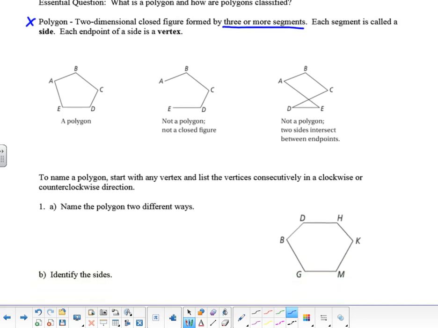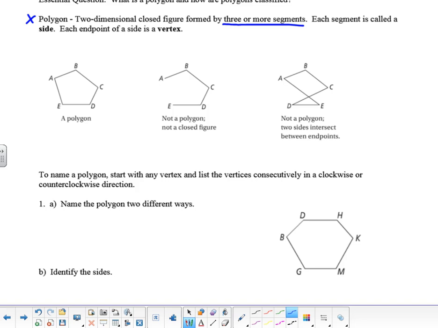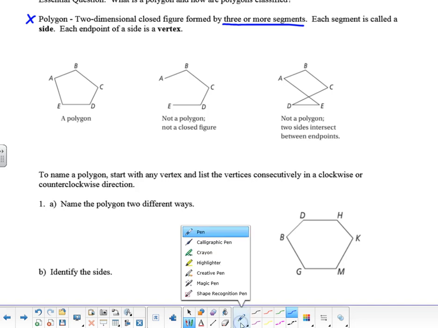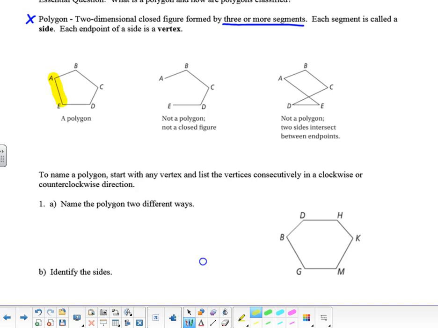So we have a few examples here of what is a polygon and what's not a polygon. In this first one, a polygon, you see we've got the sides here. Give it a little highlighter. Side, side, side, side, side, and we have the vertex. Our second example here is not a polygon. It's not a closed figure. See how A and E don't connect? That's open. And the third one is not a polygon because the two sides intersect between the endpoints. So that would not be a polygon.